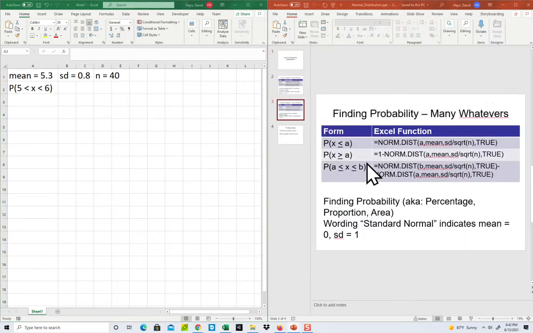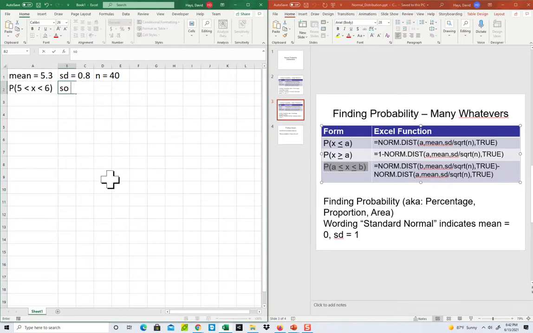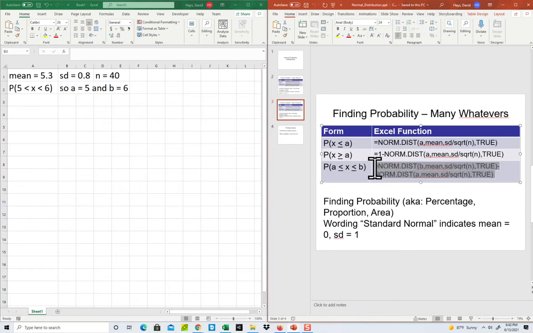Now, this is the last case. Last case is when it's between two numbers. So, based upon that, my smaller number is my A. So A is 5 and B is equal to 6. And now we're just going to go through and plug in everything into this formula.